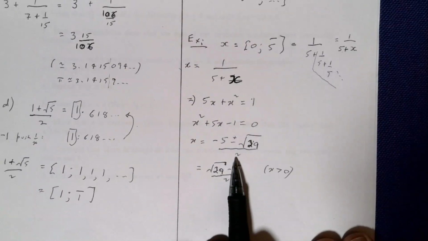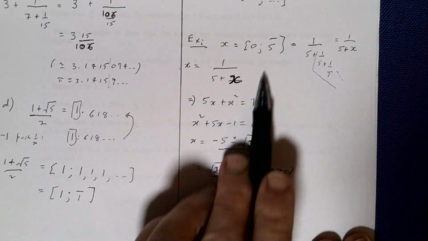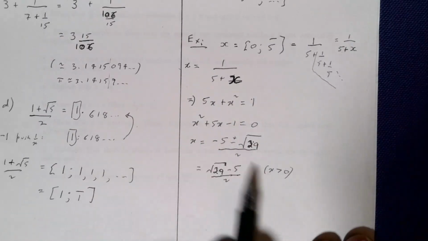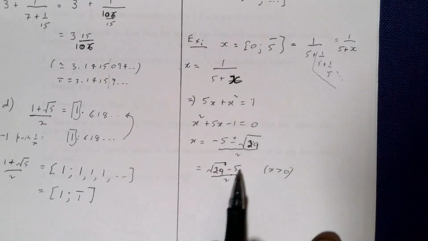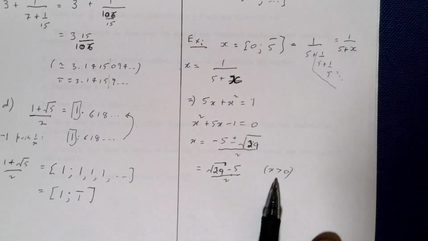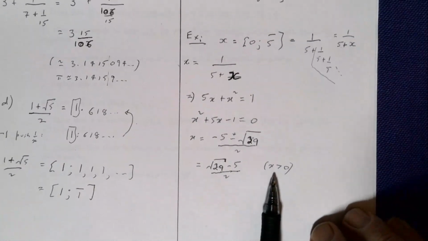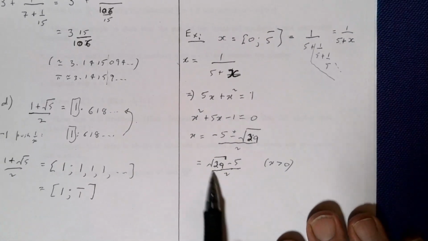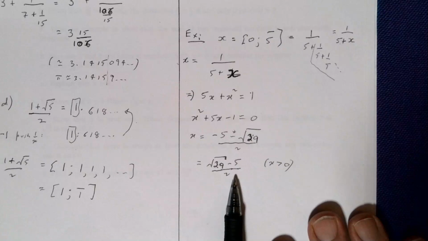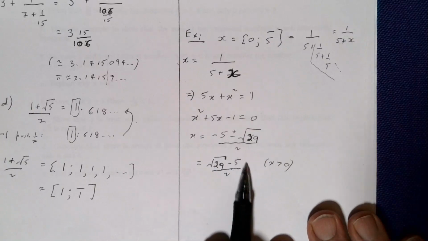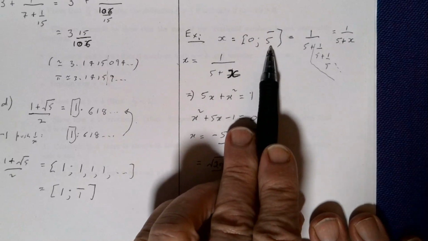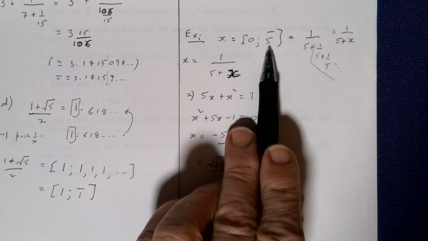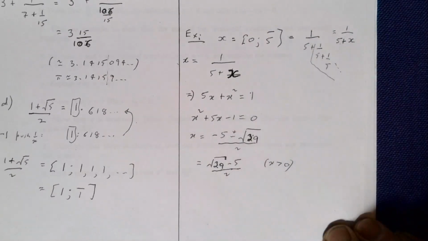Now the continued fraction is positive. This is clearly going to be a positive number, so we don't want the negative here. So we take x as root 29 minus 5 over 2 because x is positive. And you can check by using that method I mentioned before, using your calculator. If you put this in your calculator and use the algorithm, you'll see you get 5 as the continued fraction. And we'll do some more of those in the tutorial.